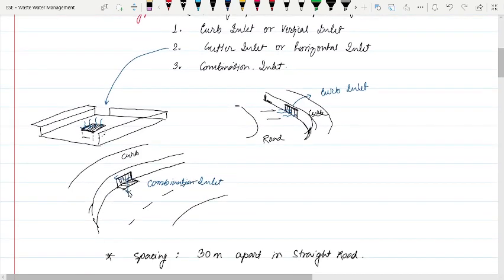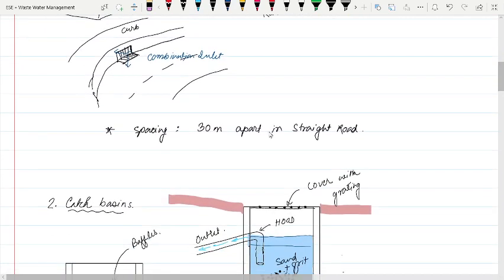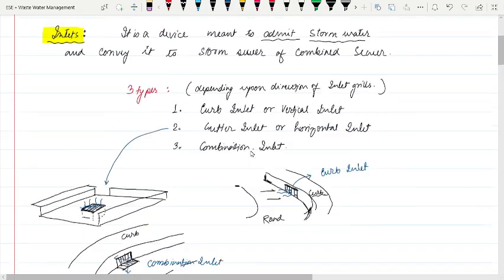Again, we have the combination inlet. In this, we provide a gutter inlet and a curved inlet together. In general, on curves or roadsides, we provide this kind of combination inlet. Generally, they are spaced 30 meters apart on a straight road. Okay, so these are our inlets.